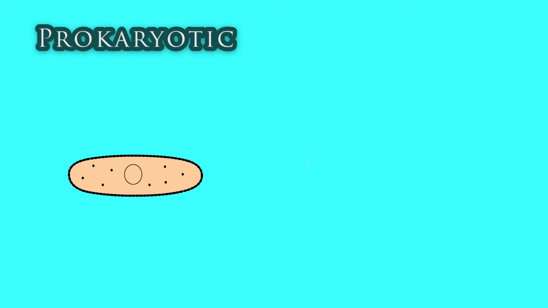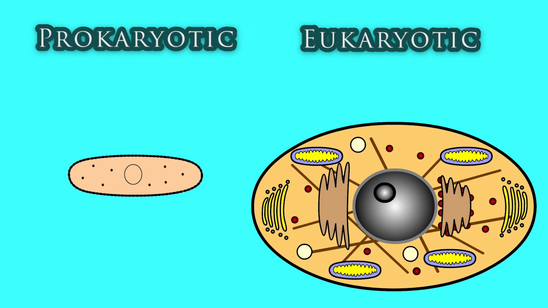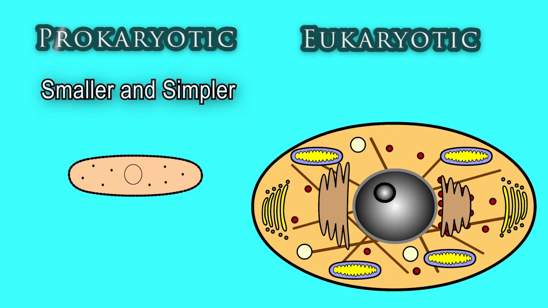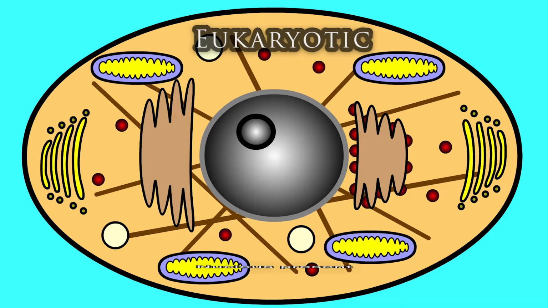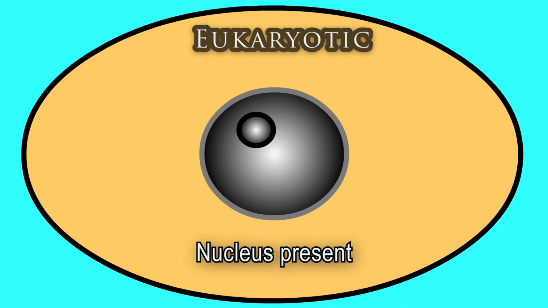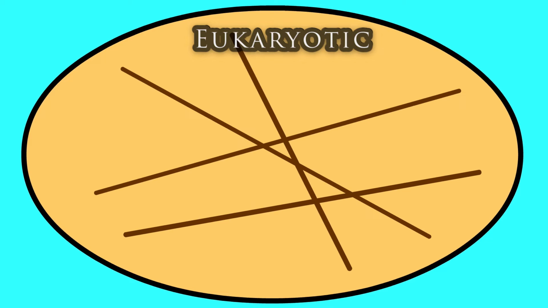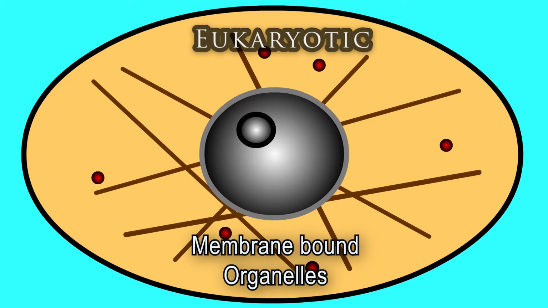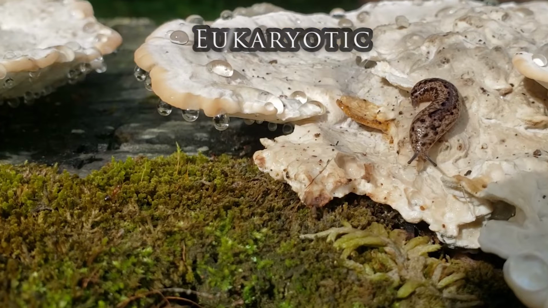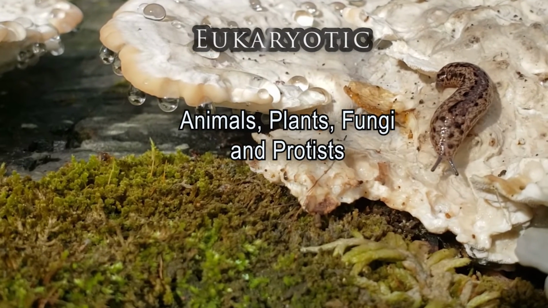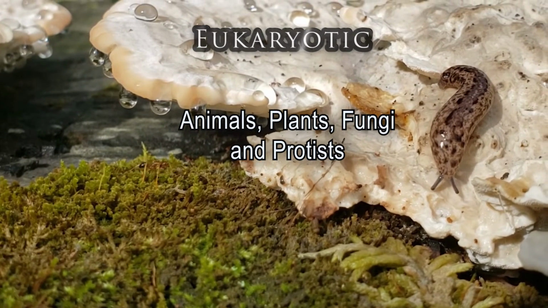In this wild, wacky, crazy, mixed up world of ours, there's basically two kinds of cells. Prokaryotic and eukaryotic. Prokaryotic cells are much smaller and simpler than eukaryotic cells. Eukaryotic cells are more complex. Eukaryotic cells keep their DNA in a structure called a nucleus, just for protection. Along with a nucleus, eukaryotic cells have other membrane-bound structures called organelles. Organelles are like the little organs of a cell. Animals, plants, fungi, and protists are all eukaryotic.